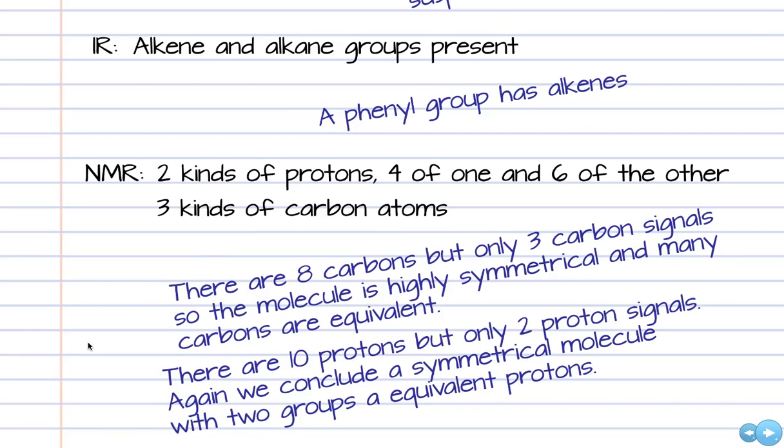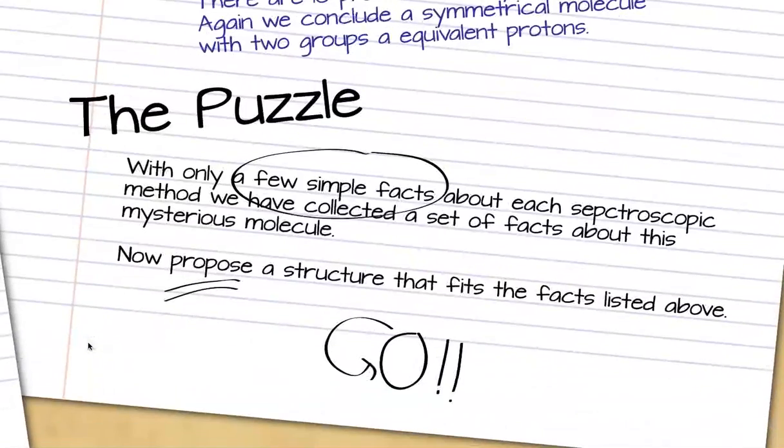That's our fact list. And what do we do with those facts? Now we have a puzzle. We've got a few simple facts to solve. And now we can go and solve this spectroscopic mystery using those facts. So throw away the spectra. Let's just do those facts. There's 2 kinds of protons. There's 3 kinds of carbons. There's alkenes. Go!